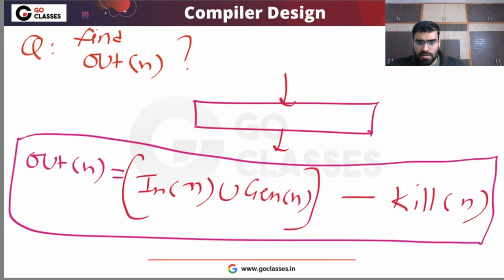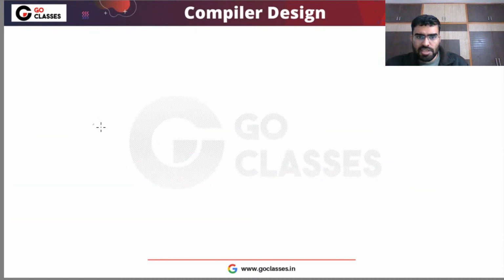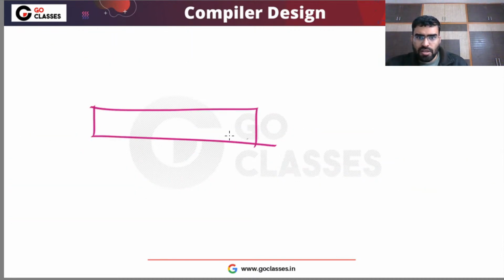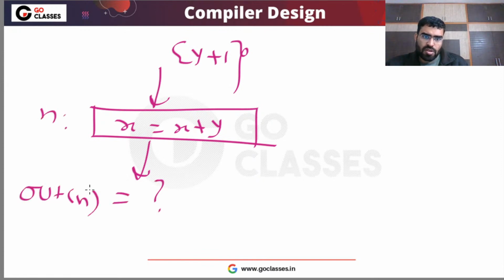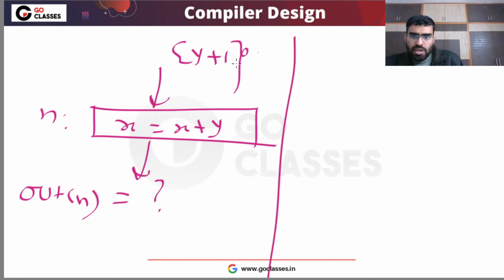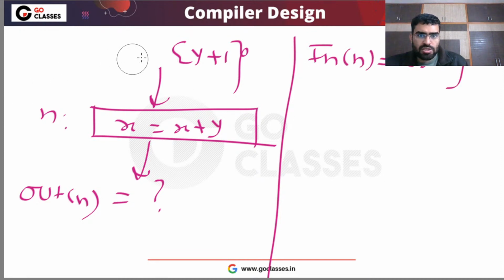Is this clear to everyone? Because remember, this is what we are doing. You can notice x equal to x plus 1, x plus y, and let's assume here you have y plus 1. Then this is your y, this is your out of n. In of n is, let's assume, x plus 1, y plus 1.